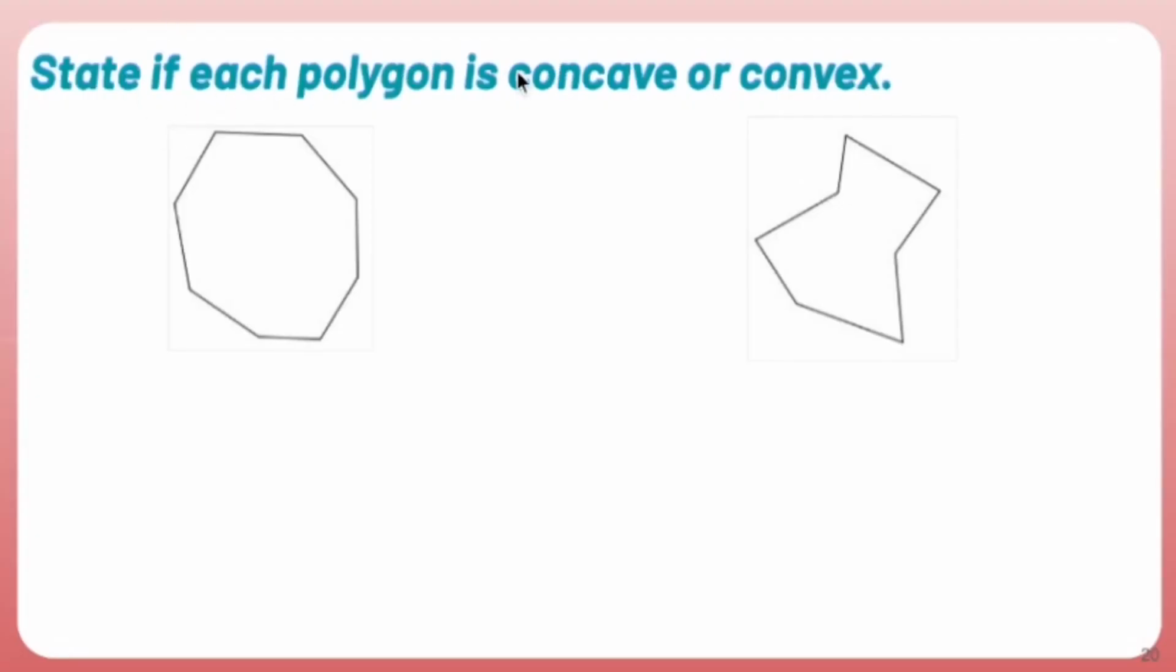State if each polygon is concave or convex. The difference between a concave or a convex is if you have all of the angles where the interior angles are less than 180 degrees, it's convex. Now, I know something is concave when it looks like part of the outside caves in. So this guy is concave. Does this cave in a little bit? Yep, concave. Does this cave in at all? Nope, convex. That's the difference between the two. That's it.